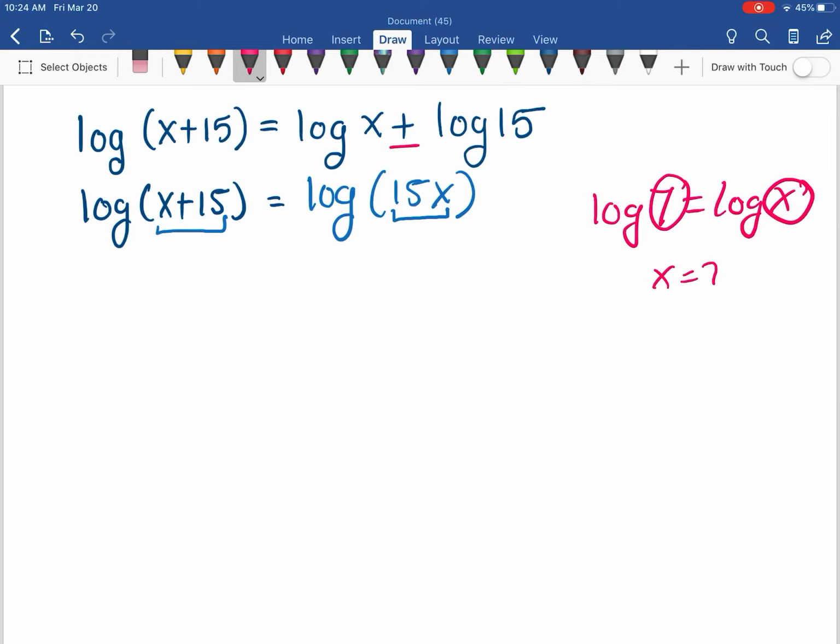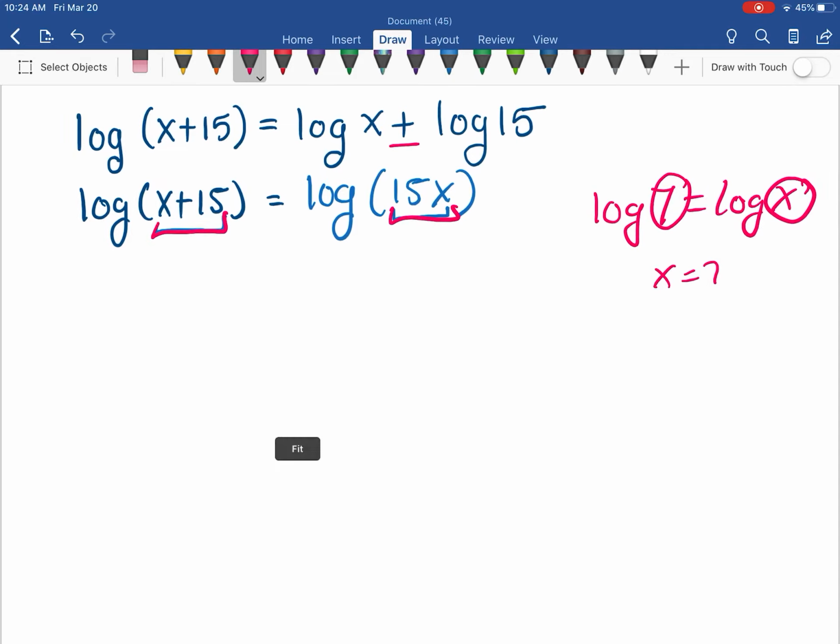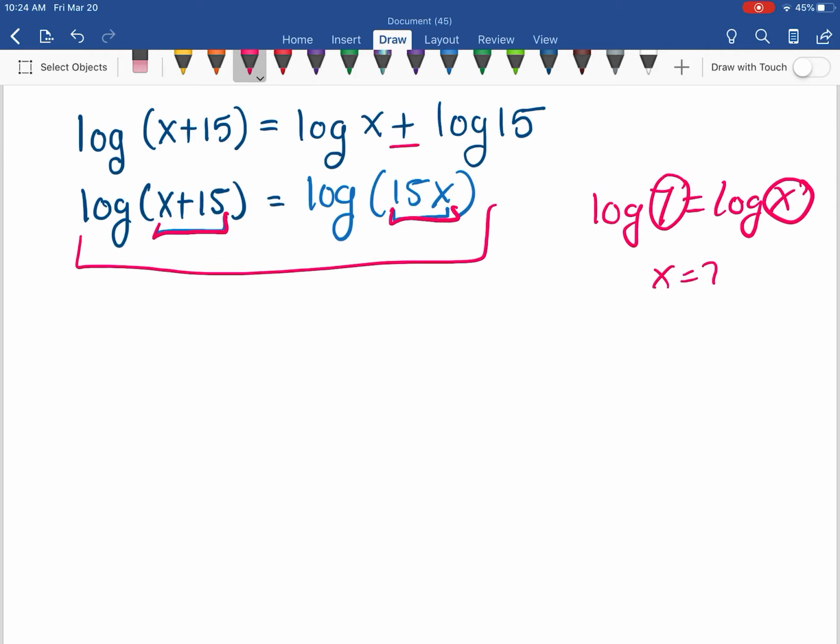So what we're going to do is we're just going to set what's inside here equal to what's inside here if I want the whole entire equation to be equivalent. If I want the left-hand side to be equal to the right-hand side, then what we're taking the log of has to be equivalent, because log is a one-to-one function. So I'm going to have x plus 15 is equal to 15x. And then I can just solve this equation here.